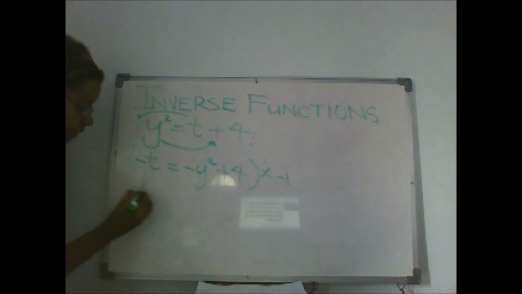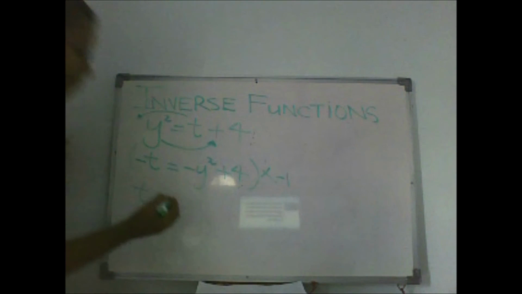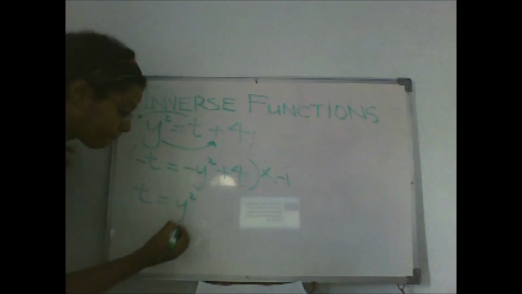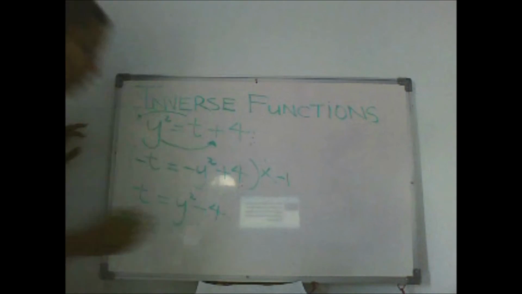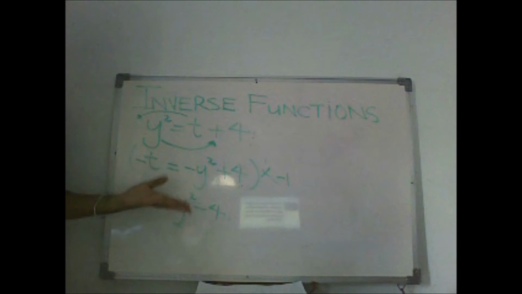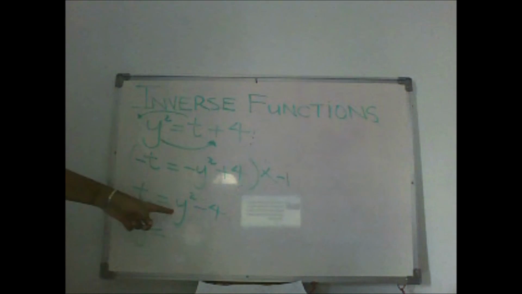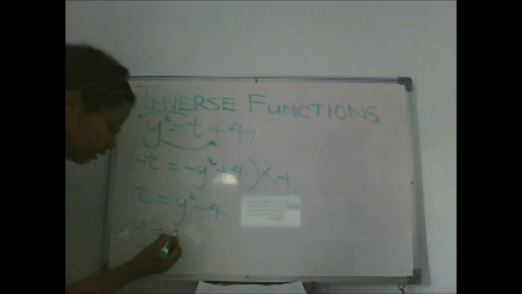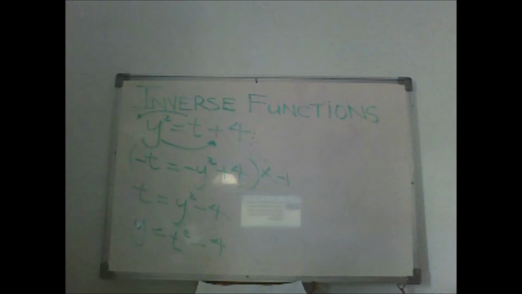So what we're left with is a positive t is equal to a positive y squared because we're multiplying by a negative 1, and that leaves negative 4. So we have negative 4. So we're like, oh, t is equal to y squared minus 4. Look at that. We solved for t. So now we just look at it and go, oh, look, let's put back y where we see t. So we get y is equal to, oh, look, where there's y, I should put back t. So t squared minus 4. And that is the inverse function.